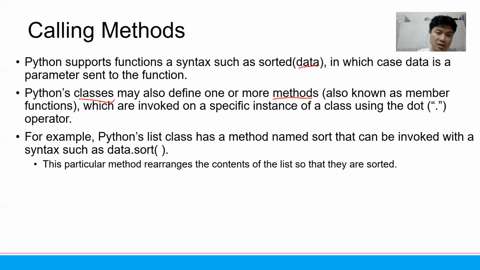For example, the Python list class has a method named sort that can be invoked with a syntax such as data.sort. This particular method rearranges the content of the list so that they are sorted. So this is the method to sort. I'm going to use the data that I have in the class, so the data will do the sorting, and the sorting will check what is in this data class. It will be sorted according to this method.